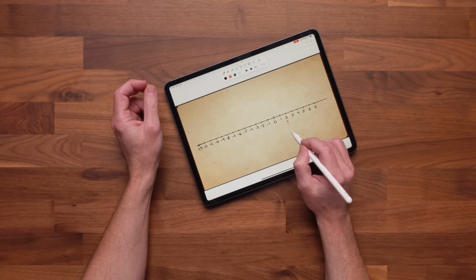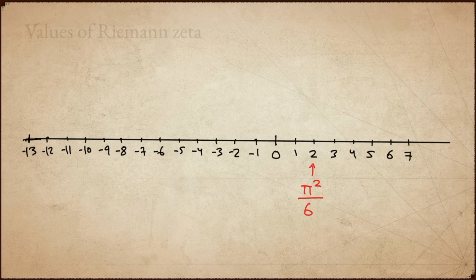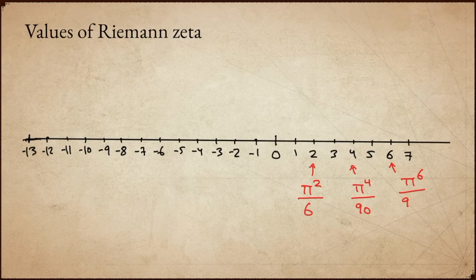Let's do all values of Riemann zeta at integers. First, even positive integers. At 2, the value is pi squared over 6. At 4, it's pi to the 4 over 90. At 6, it's pi to the 6 over 945, and so on. Always a rational number times the obvious power of pi.